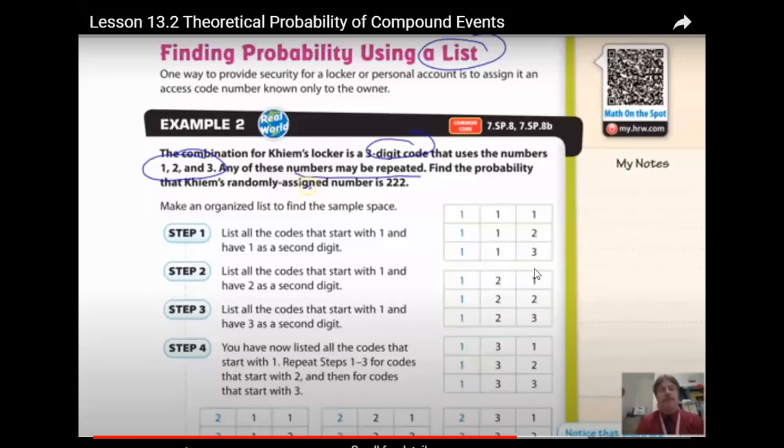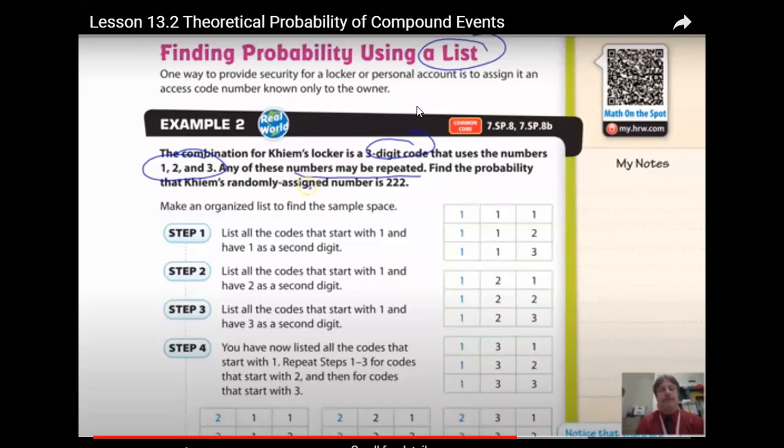Hello, grade 7. Today, inshallah, in our lesson, we are going to talk about finding probability using a list. We talked before about how we can find probability using a table and using a tree diagram, and this is the third part, which is finding probability using a list.